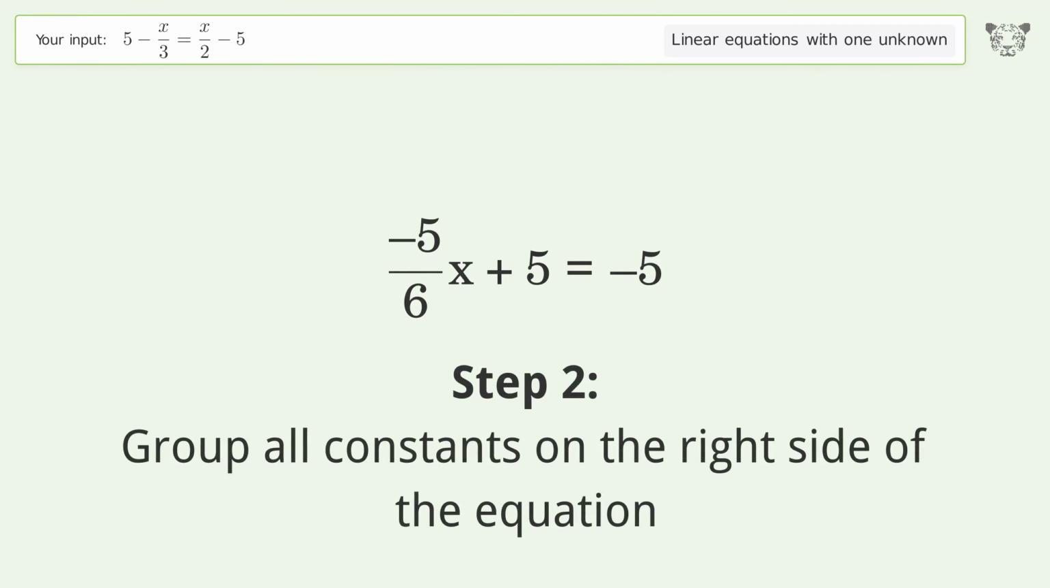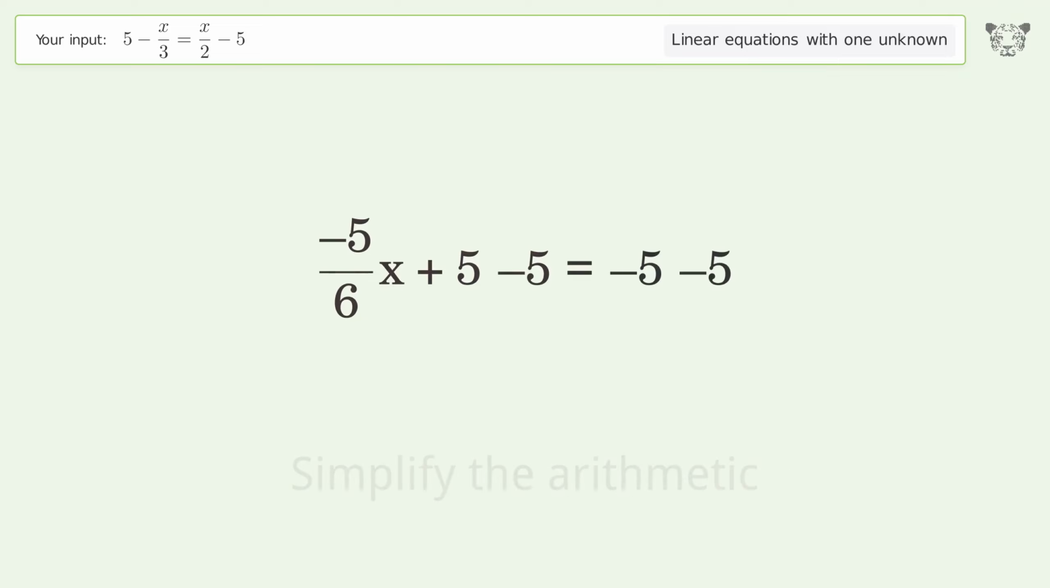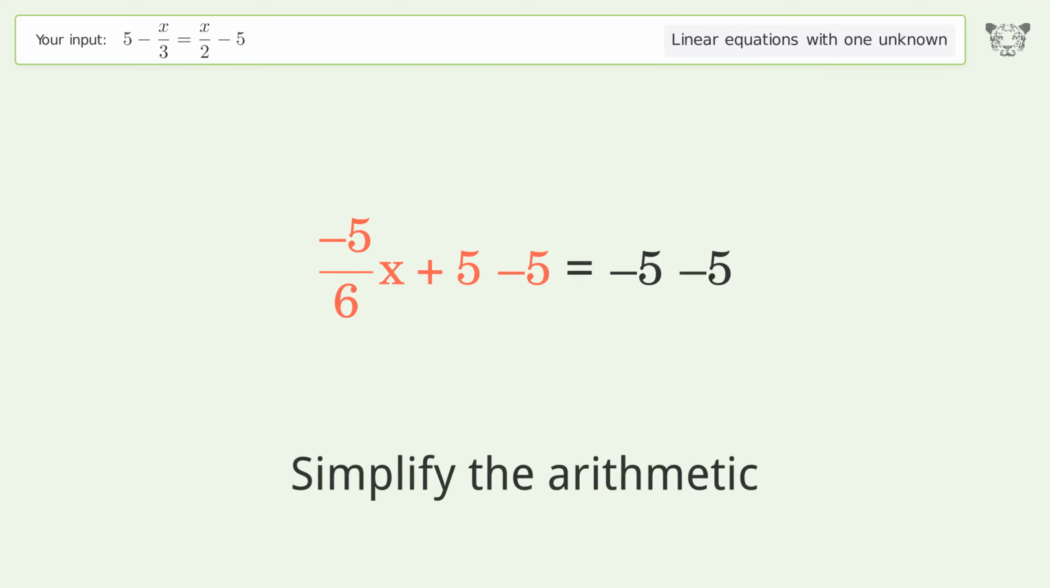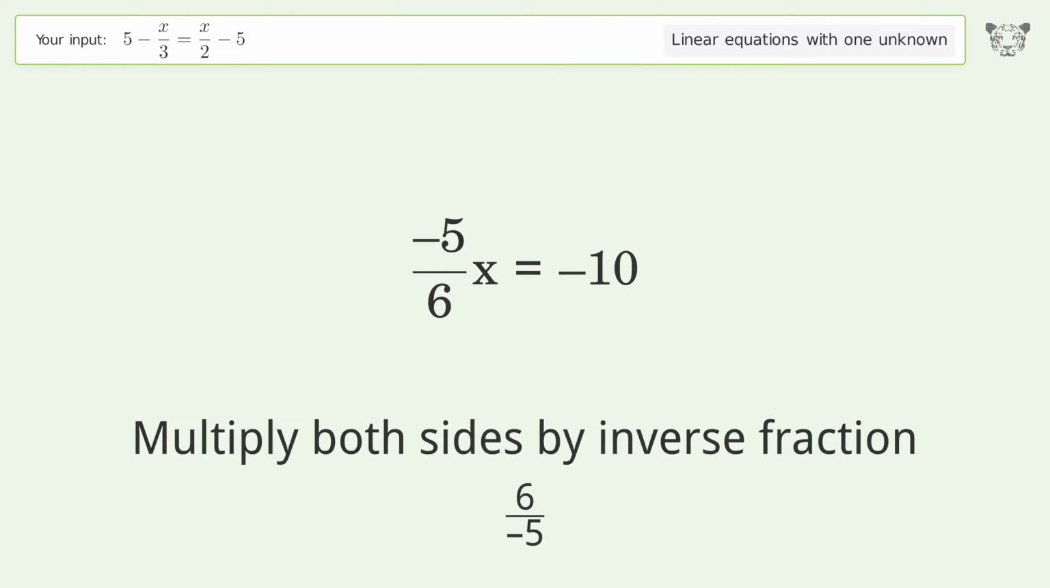Group all constants on the right side of the equation. Subtract 5 from both sides. Simplify the arithmetic. Isolate the x. Multiply both sides by inverse fraction 6 over -5.